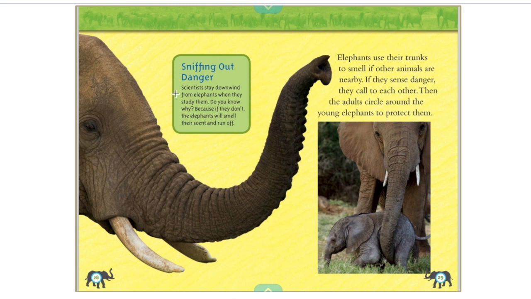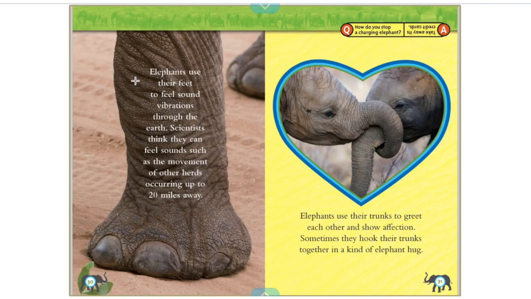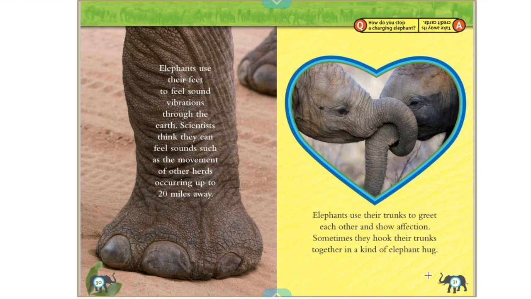Sniffing out danger. Scientists stay downwind from elephants when they study them. Do you know why? Because if they don't, the elephants will smell their scent and run off. Elephants use their feet to feel sound vibrations through the earth. Scientists think they can feel sounds such as movement of other herds occurring up to 20 miles away. Elephants use their trunks to greet each other and show affection. Sometimes they hook their trunks together in a kind of elephant hug.